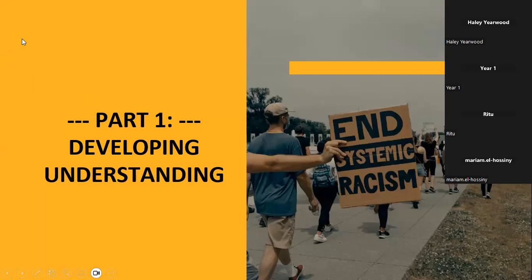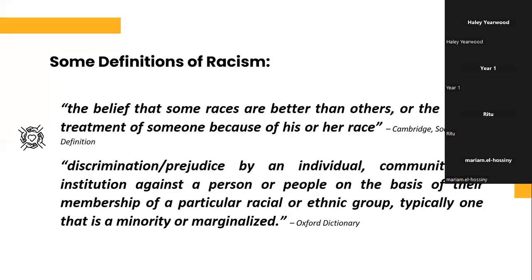Okay, so we are now going to begin part one. Some definitions of racism by Cambridge Social Studies and the Oxford Dictionary. The belief that some races are better than others, or the unfair treatment of someone because of his or her race, and that is Cambridge. And then the Oxford Dictionary description: discrimination or prejudice by an individual, community, or institution against a person or people on the basis of their membership of a particular racial or ethnic group, typically one that is a minority or marginalized.